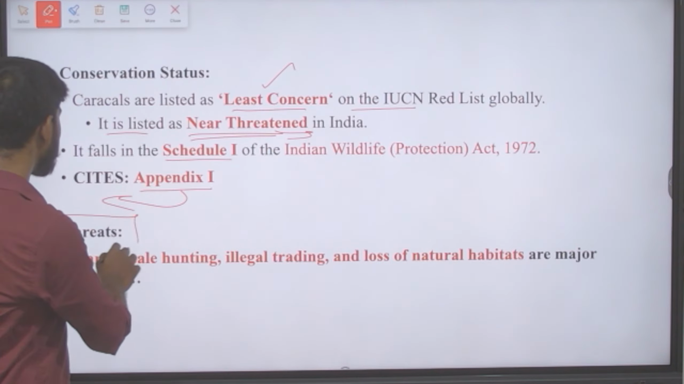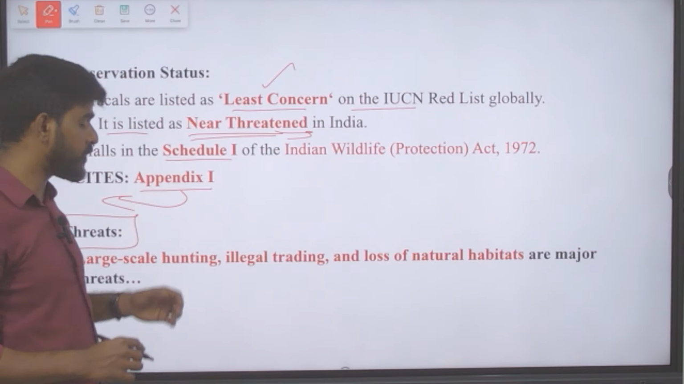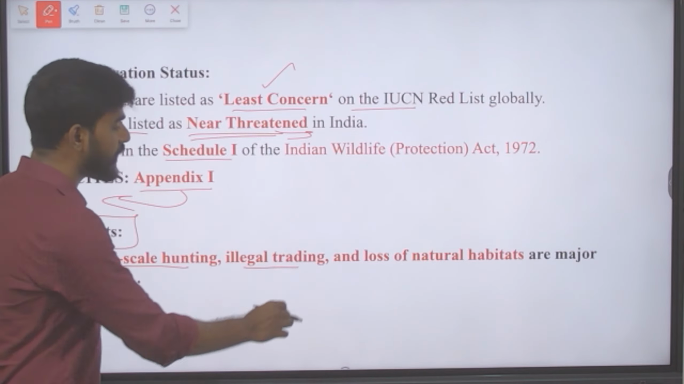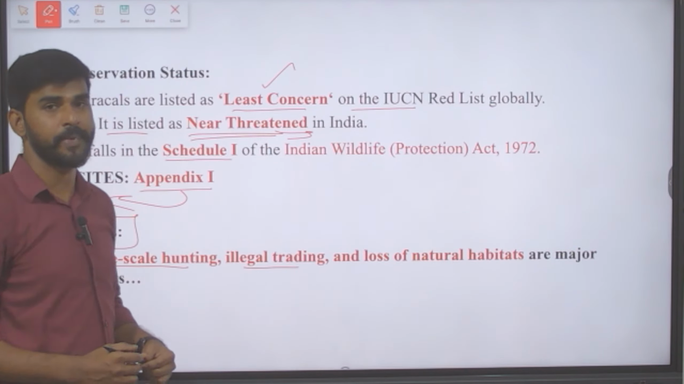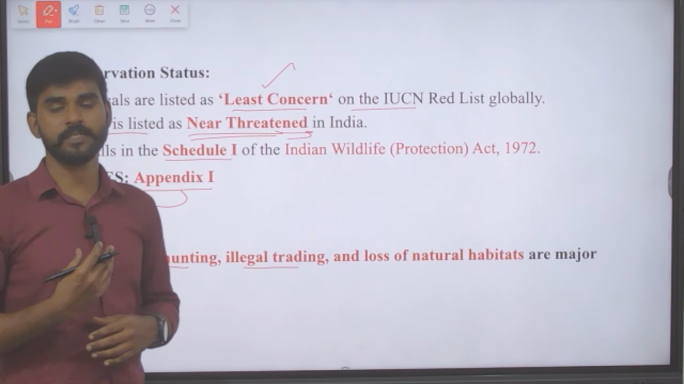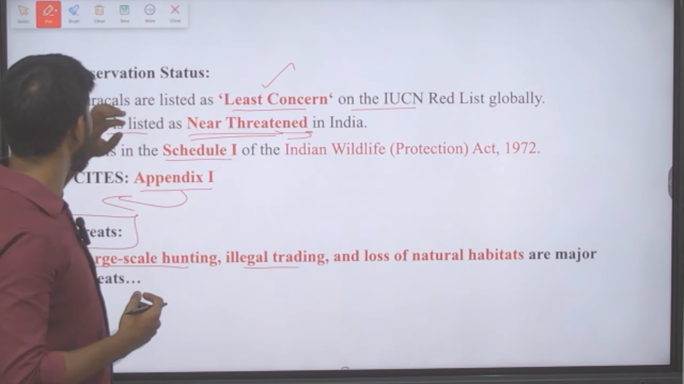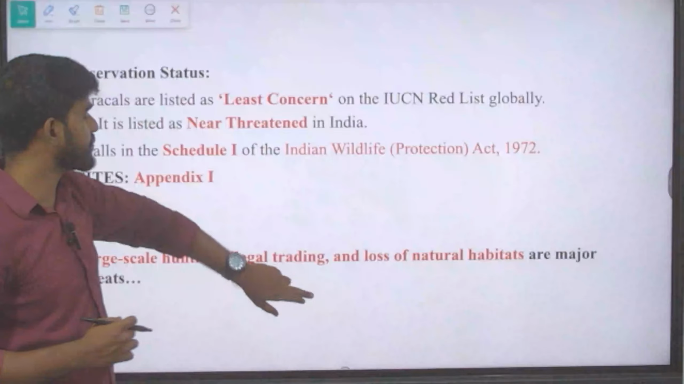And what are all the threats that are faced by caracal? First is large-scale hunting, and then illegal trading, and then loss of natural habitat. These are the major threats that are faced by caracal. Okay, so this is what we need to know from this particular topic, that is caracal.